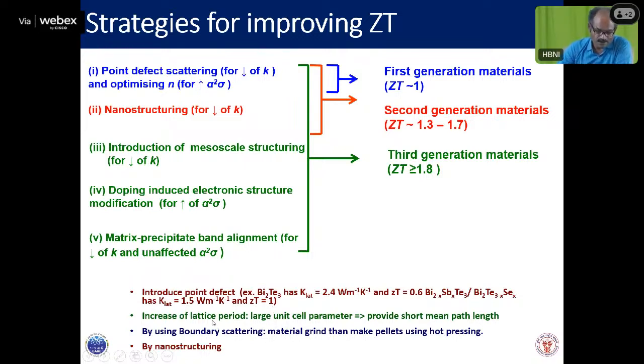Then you can increase the lattice period, which means large unit cell parameters. How do you increase the lattice period? Basically by making a crystal with larger a, b, c values, and these provide a short mean free path length. And by using boundary scattering, you grind the material and make pellets using hot pressing, and by nanostructuring.